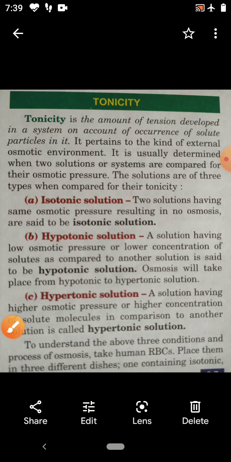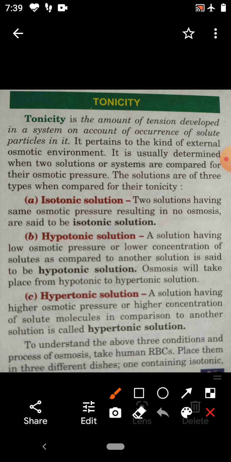Now, next one is hypertonic. Hypertonic is a solution whose concentration is higher than the cell sap. That solution is called hypertonic. So, in a hypertonic solution the concentration is higher than the cell sap, or the amount of solute present in the solution is more than the cell sap.